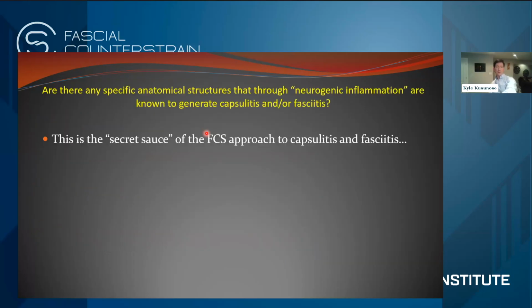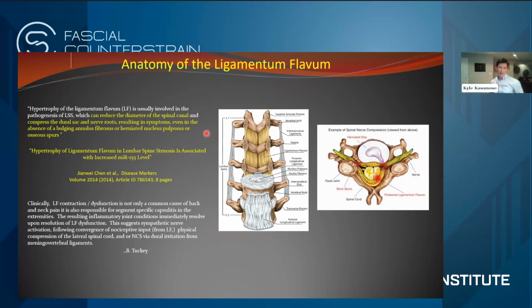Now let's get into, as I put on the slide here, the secret sauce that's based on neurogenic inflammation of capsulitis, fasciitis, and even synovitis that progresses eventually to osteoarthritis if you don't treat it. And that is the ligamentum flavum. As far as I know, we are the only ones that teach this in the world. If someone else teaches it, they took it from our curriculum years ago.